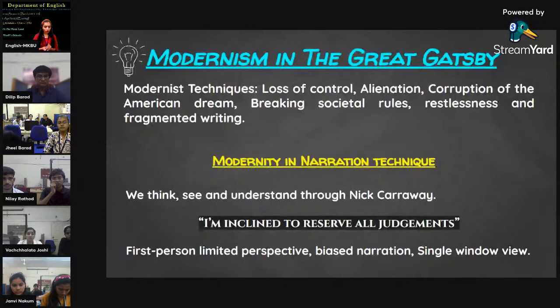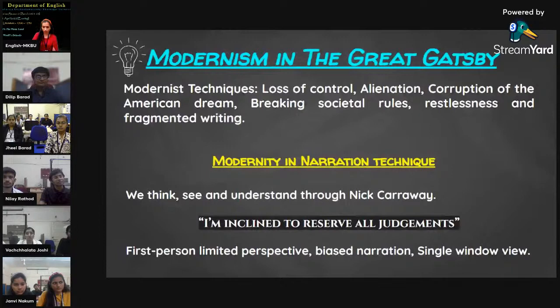Modernity in the narration technique. The narration in the novel is first-person narration, which provides very limited perception of the novel. It gives us insight into the novel through one single window. We think, see, and understand only through one person. And in this novel, the narrator is Nick Carraway, through whom we are thinking, seeing, and understanding the situations happening in the novel.